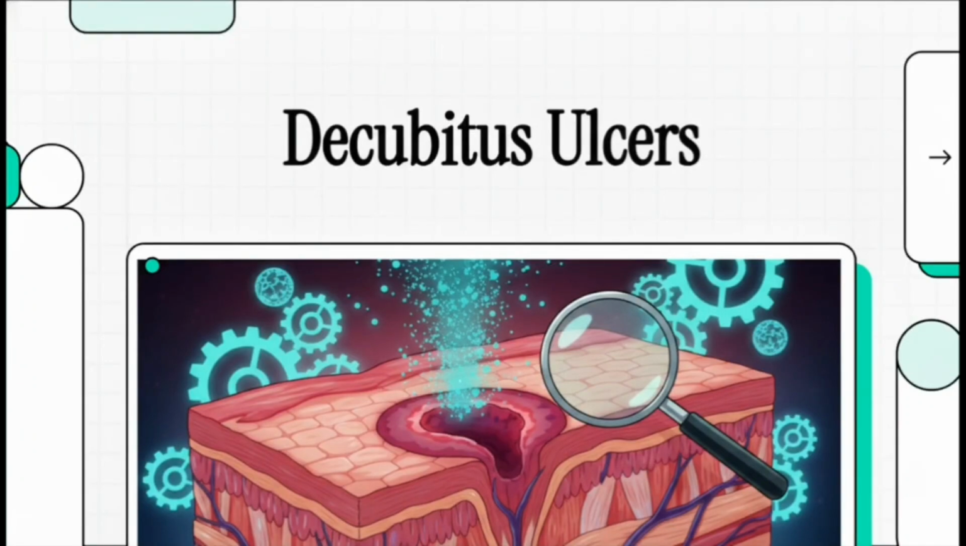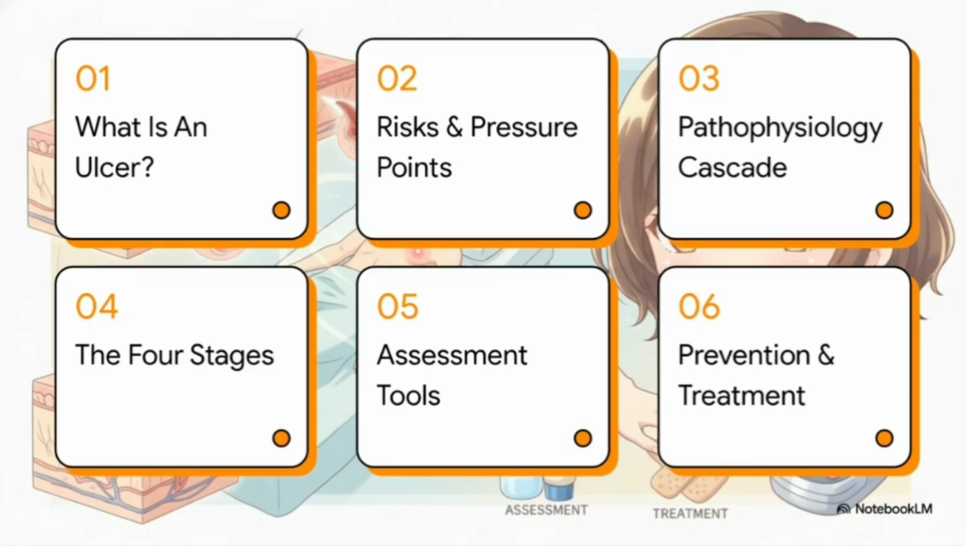Today we're diving straight into a massive, preventable threat, decubitus ulcers. We know how crucial clinical vigilance is to stop these literally dead in their tracks, so we're going to skip the long intro and get right into the facts. Here is our clinical roadmap for today. We'll be covering what a decubitus ulcer actually is, the risk factors and pressure points, the pathophysiology cascade, the 4 stages of wound progression, how we assess them using the Braden and Norton scales, and finally, prevention and treatment methods.